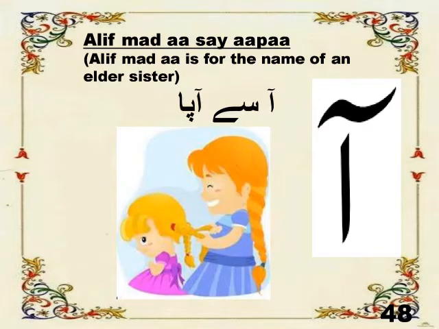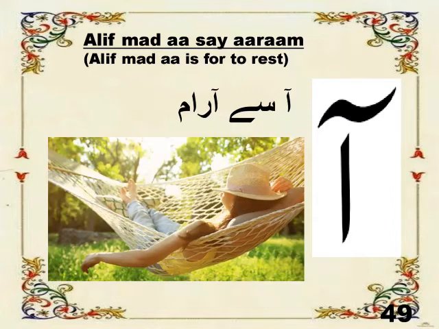Alif Mad A se apa. Alif Mad A is for the name of an elder sister. We do not call an elder sister by name. Rather, we call an elder sister Apa or Baji in our culture. Alif Mad A se aram. Alif Mad A is for to rest.